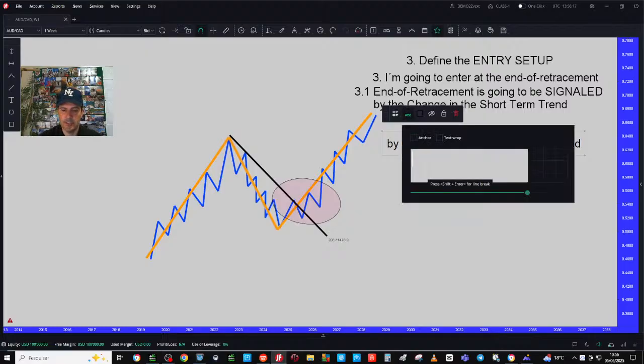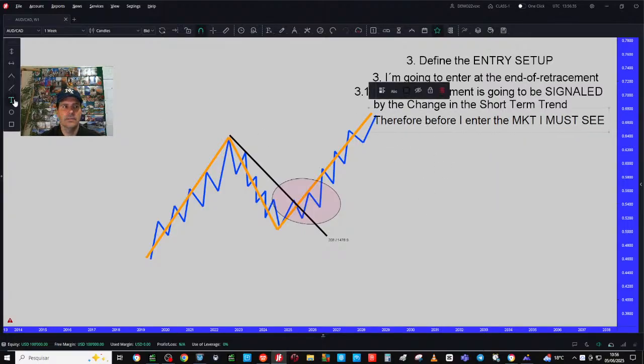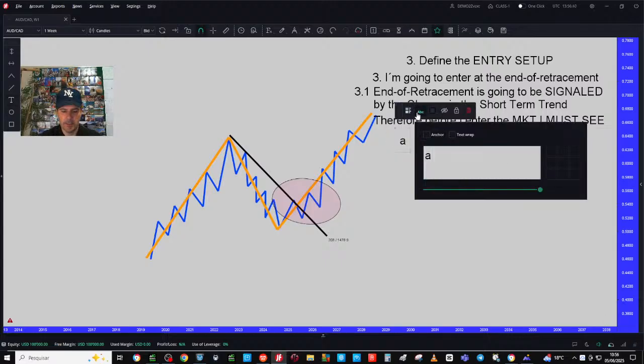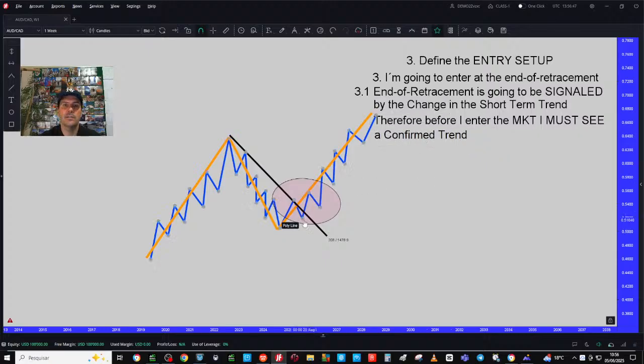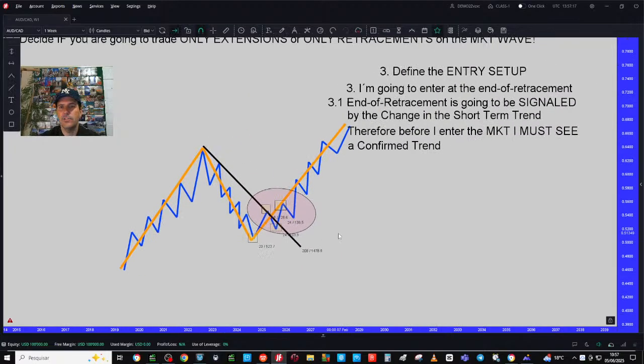Therefore, before I enter the market, I must see a confirmed trend. So minimum two highs and two lows, when the second high is a higher high. So this would be a confirmed uptrend. Let's go to rectangles, everybody. This would be the low, then the high, then the higher low, and now here the higher high. So this is the confirmation of the short-term trend.